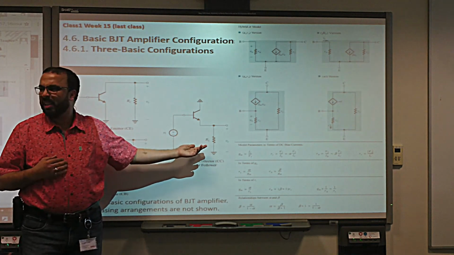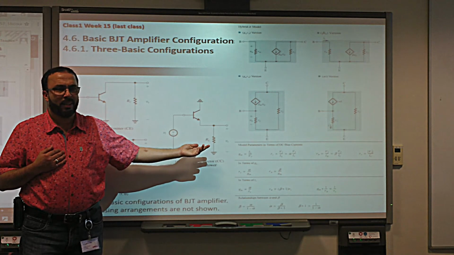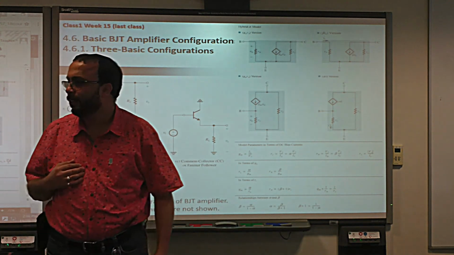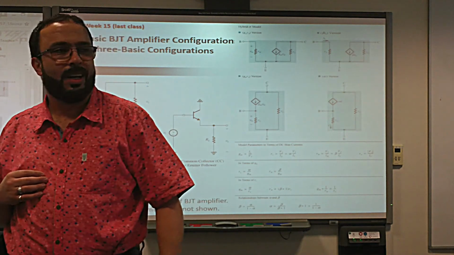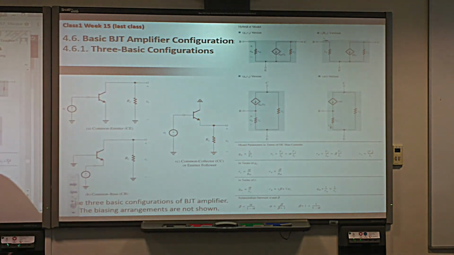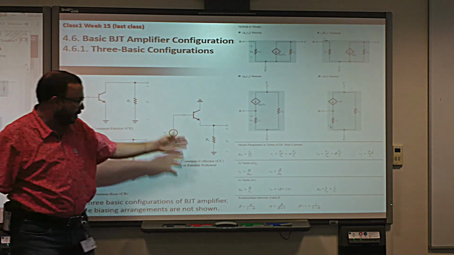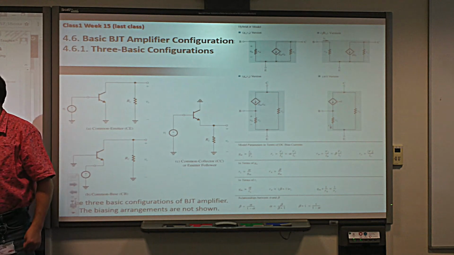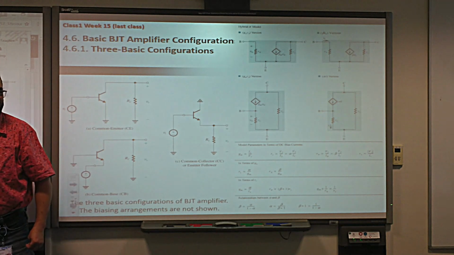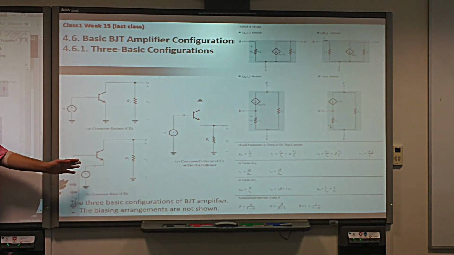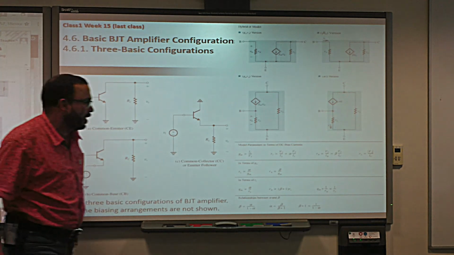Then this one will be common Collector, or Emitter follower. Very good. You see how we play? It's a game, huh? Emitter follower. Very good. It's written. Somebody cheated, huh? No? Sure? I trust you. And the last one will be Common-Base. Very good. That's it.